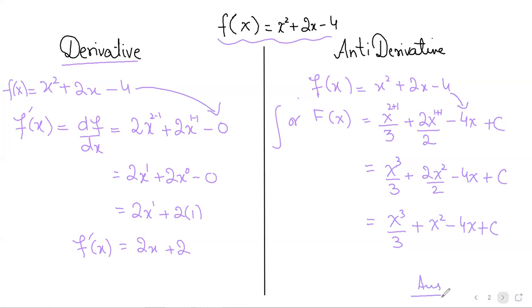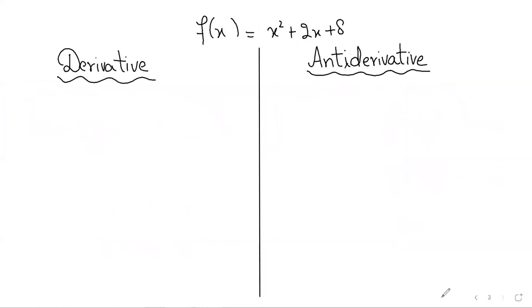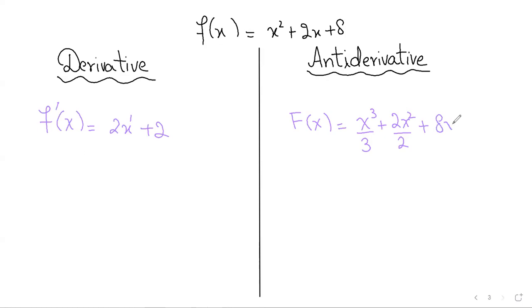Let's see another example. This time my function is x square plus 2x plus 8. If I take the derivative of this function, it will be 2x to the power 1 plus 2, so the power is actually decreasing here in the derivative. While if I take the antiderivative of this one, I'm going to write x cube over 3 plus 2x square over 2 plus 8x plus c. You can see my powers are actually increasing here.